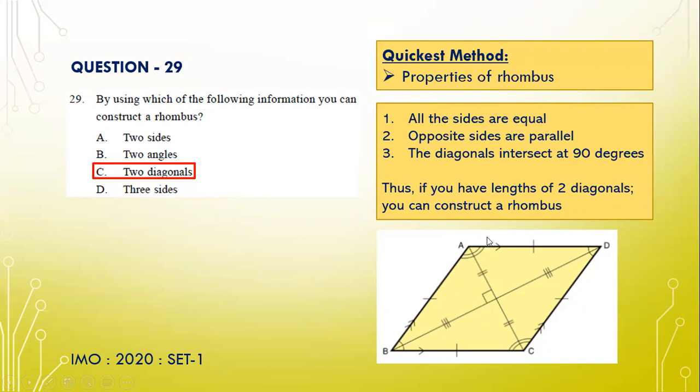So what is the simplest thing? If you have the length of the diagonals, then you just draw these diagonals and intersect them at 90 degrees. That's it. So only two diagonals are required to construct a rhombus, isn't it? If you just have the length of two diagonals, you can bisect them at an angle of 90 degrees, and that's how you can construct a rhombus. In the latter part of this question paper, there is one more question on rhombus where we'll use this phenomenon.